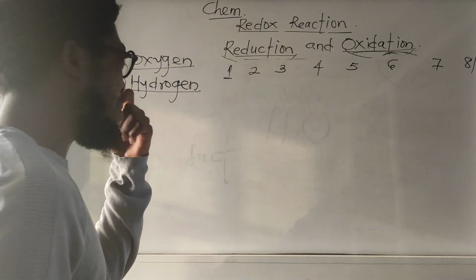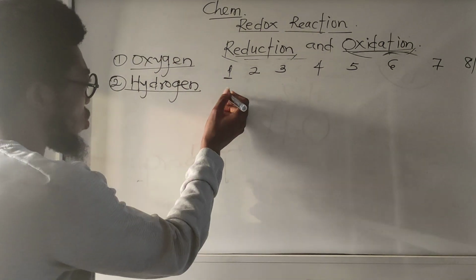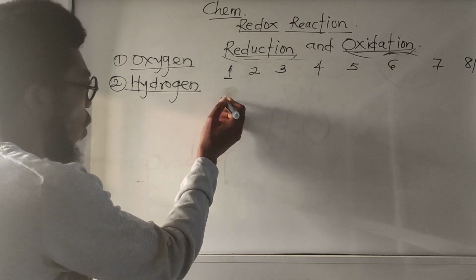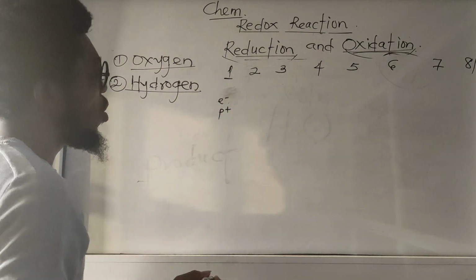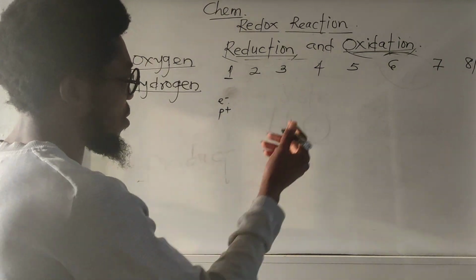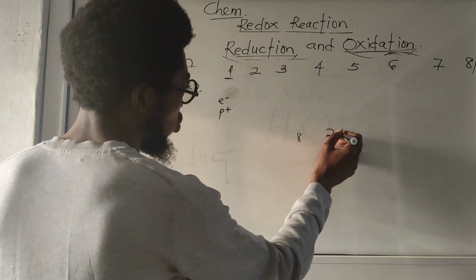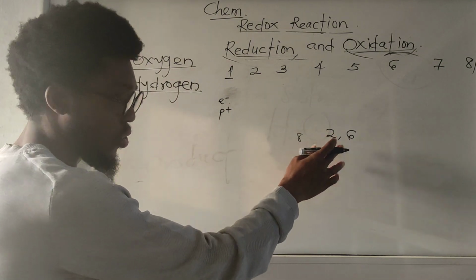If you look at the elements that belong to group 1, hydrogen has atomic number 1. So hydrogen belongs to this place. That means hydrogen has 1 electron and 1 proton. But if you look at the element oxygen, it has atomic number 8. And that will give you what? 2,6, if you are trying to do this shell notation.